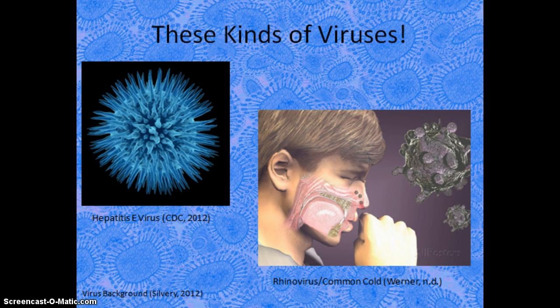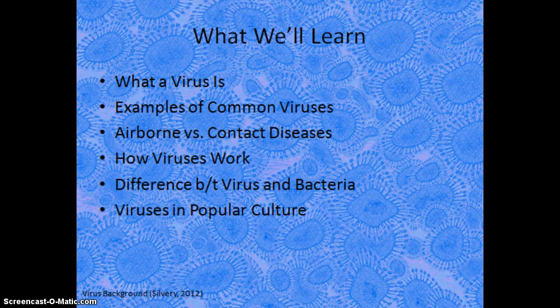Here we see just two types of viruses that are very common and well known in society, including hepatitis, which can be found A through E, as well as the rhinovirus, which is more commonly known as the common cold, which a lot of people get in the wintertime.